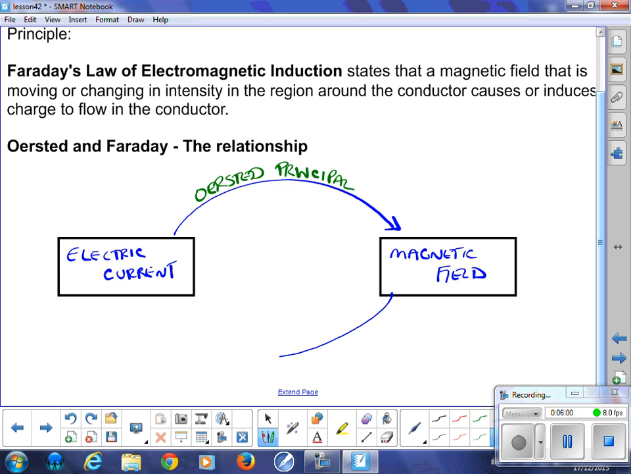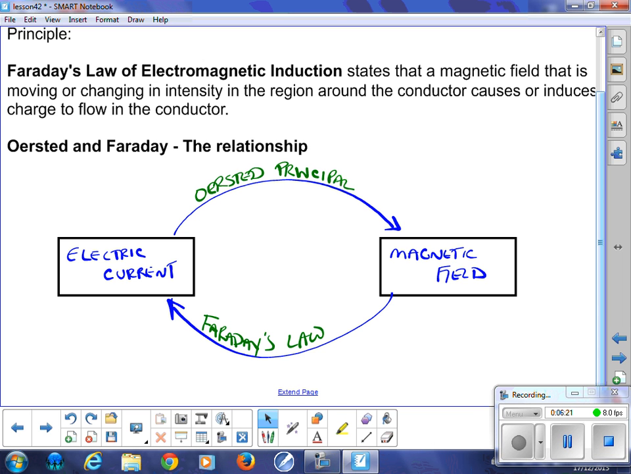But then we found out that if I have a magnetic field, Faraday's law says I can create current. And then we talked about the fact that power generation allows us to have these coils spinning around, creating magnetic field to electric current, allowing us to have electricity.